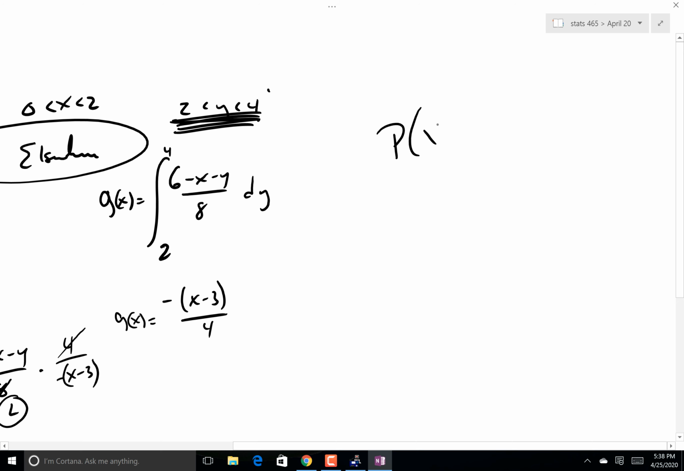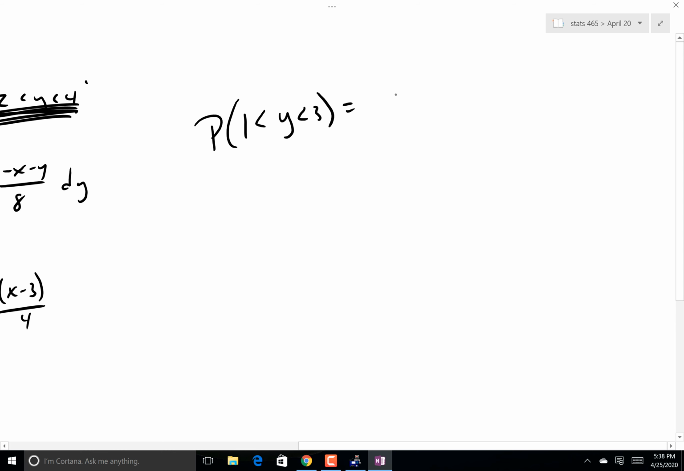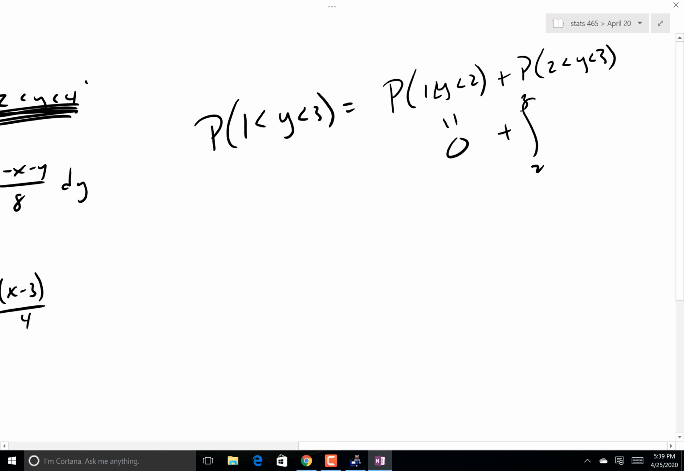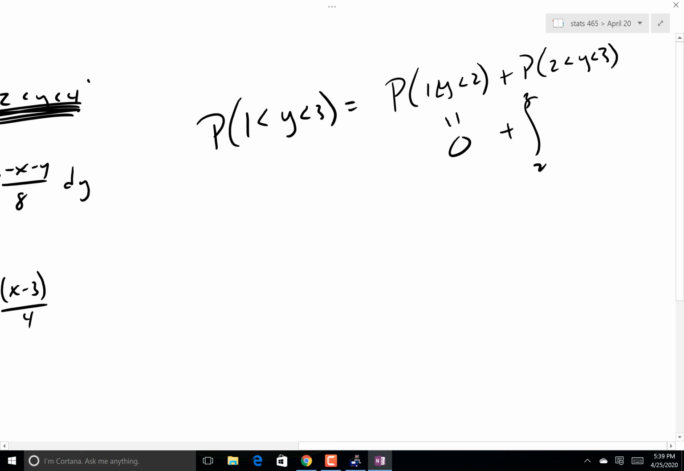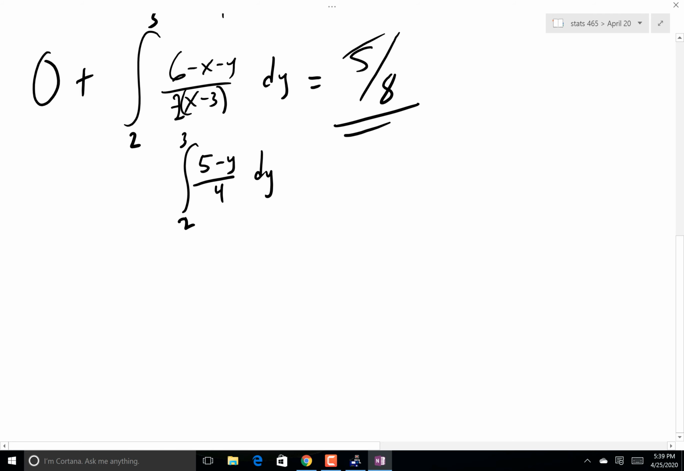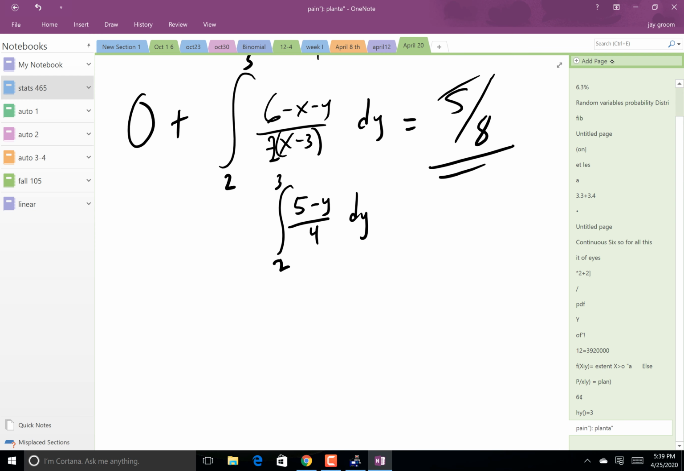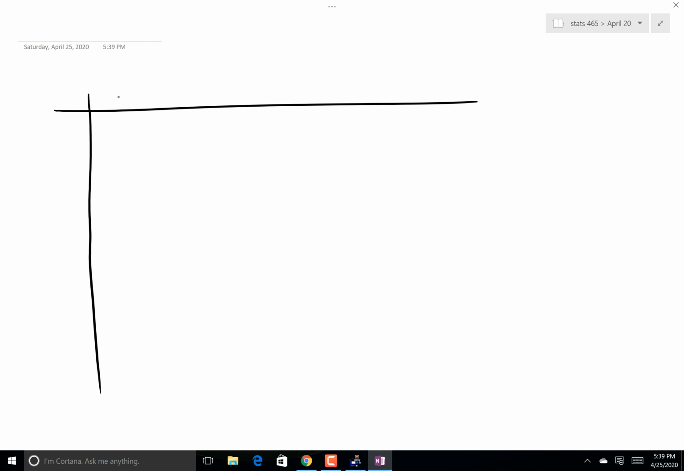So the probability that y is between 1 and 3 is equal to the probability that y is between 1 and 2 plus the probability that y is between 2 and 3. We know that this piece here is 0. We know that then this is an integral from 2 to 3. Okay, don't mess that up. Be careful. Now, that's discrete. I mean, continuous. I think they're the easiest to do, to be quite honest with you. I think the other ones aren't hard, but I think people always mess them up.